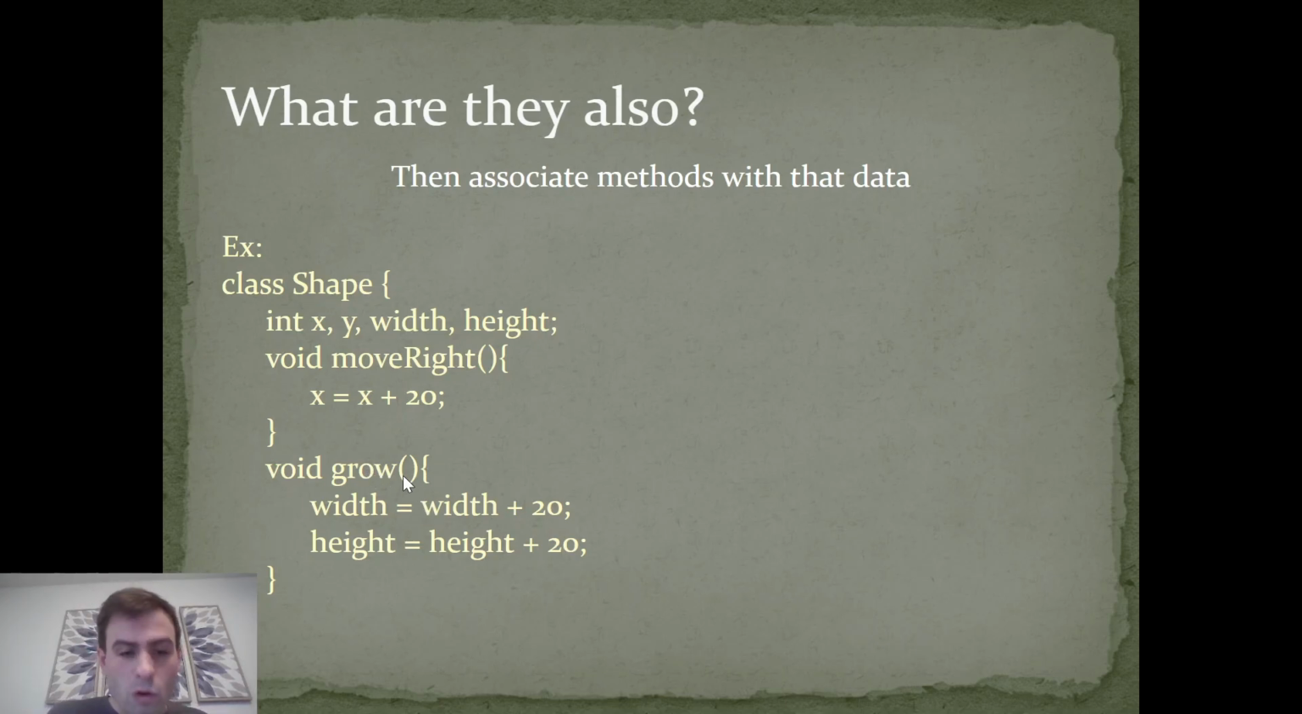And there's the grow method, which uses the width and the height, which increases them both by 20. Again, if they start at 0, they're both at 20 now. And if they start at 100 each, that'd be 120 and 120. And you can make them different as well.